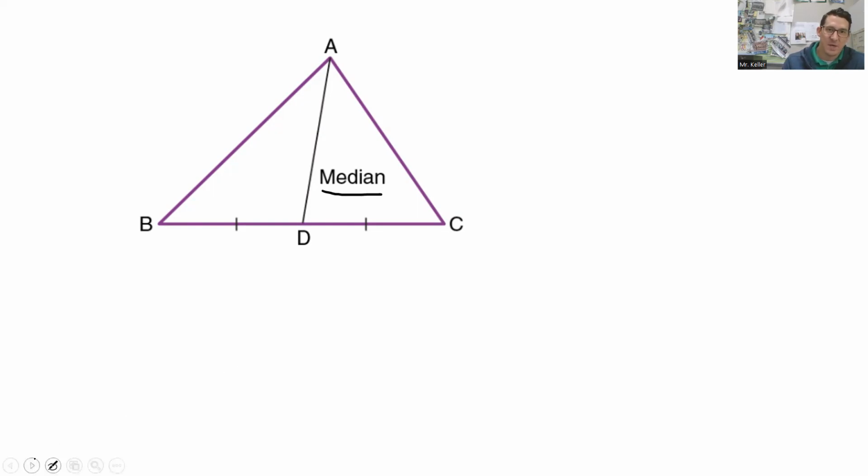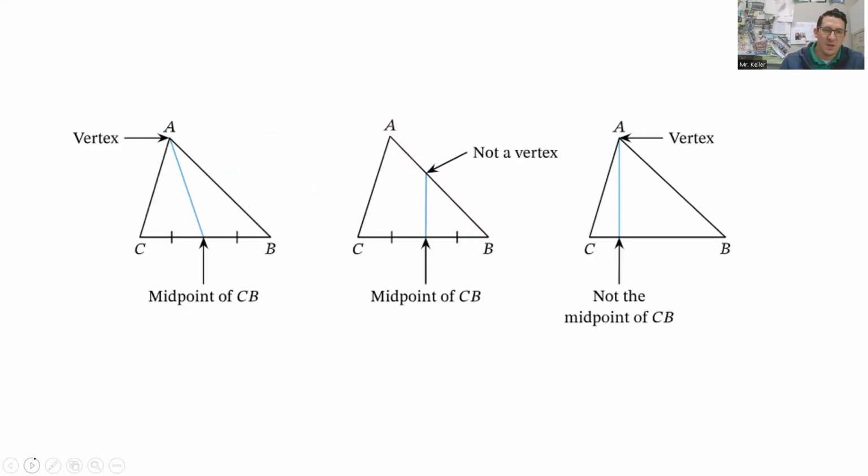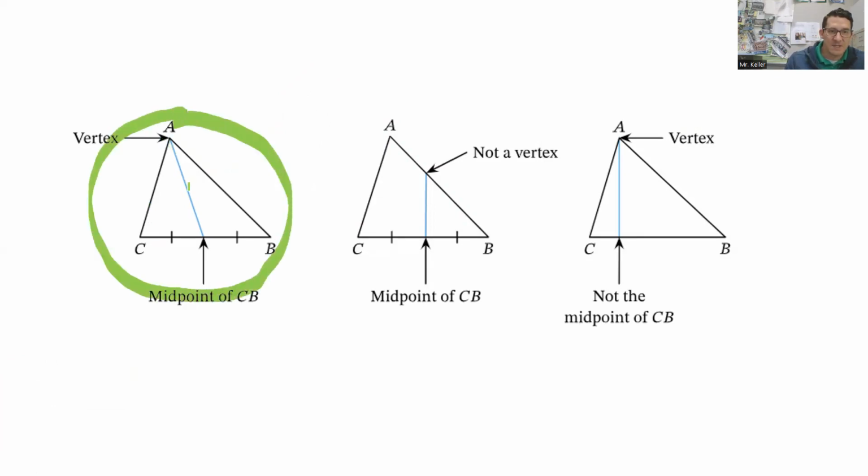Some examples, just so we can understand this a little bit better. Here are some examples of segments that go through the middle. This one here is the median, all right? Because it starts at the vertex and goes across and bisects the side. We know that it bisects the side because it has these tick marks that tell us those sides are congruent. So this is a median.